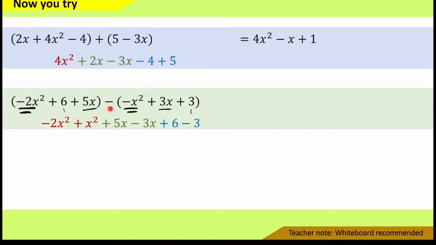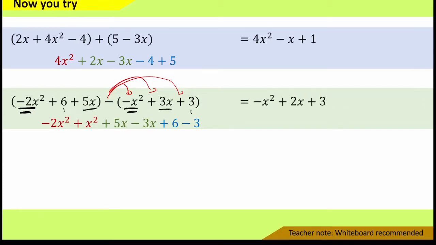Now you probably caught on to it. There is a distribution law happening in here. I don't have to distribute, but it really helps. So I distributed. So that's why our negative x squared is now a positive x squared. That's why our positive 3x is now a negative 3x. That's why our positive 3 is now a negative 3.